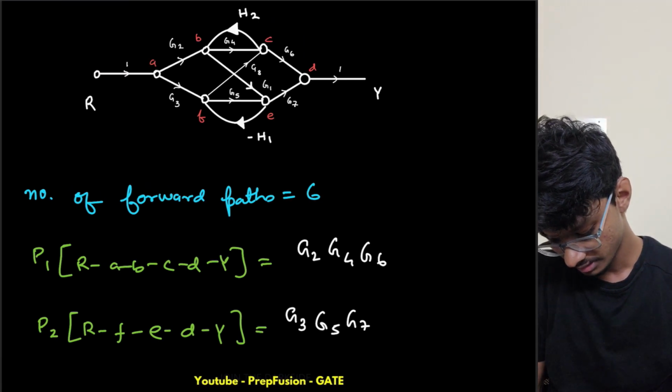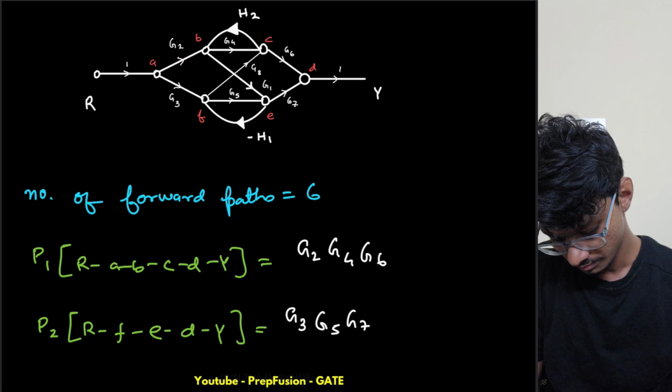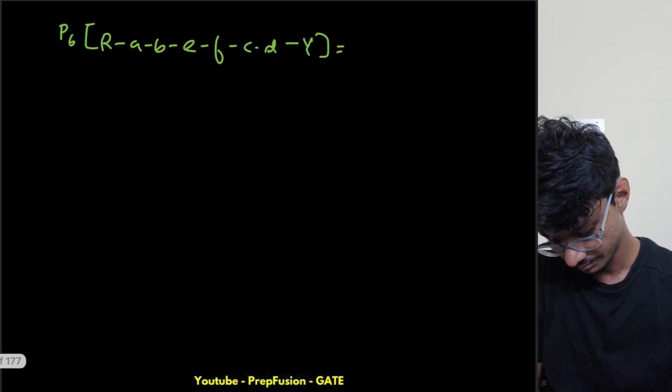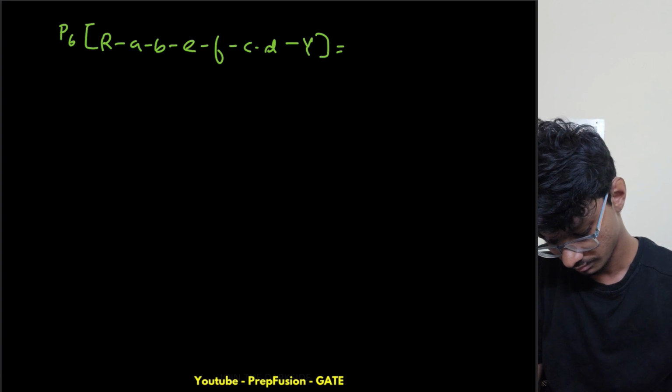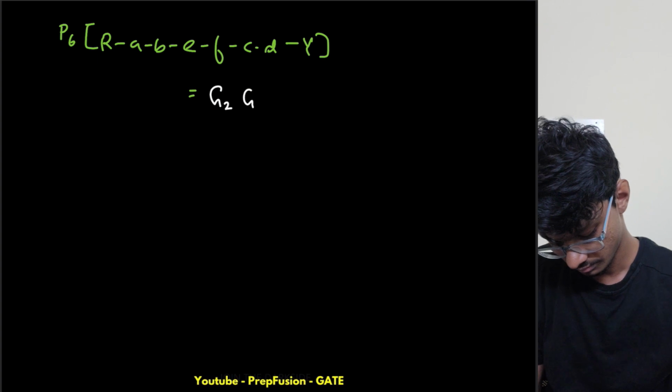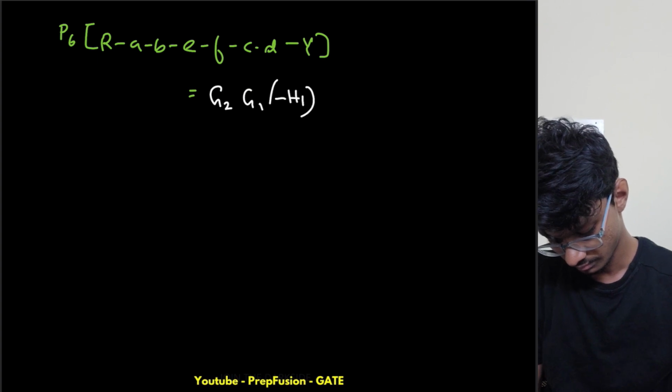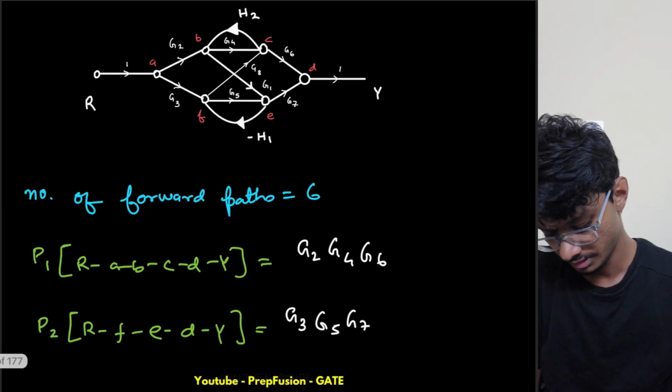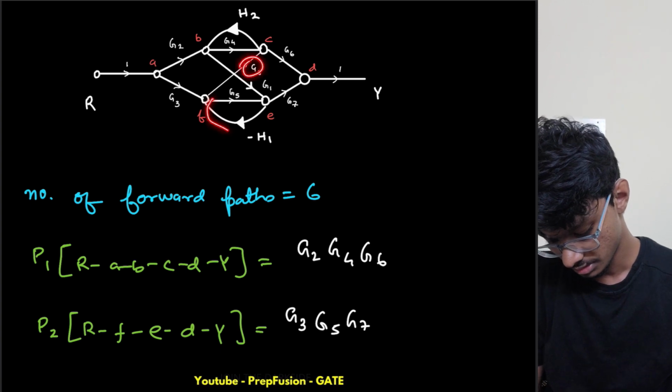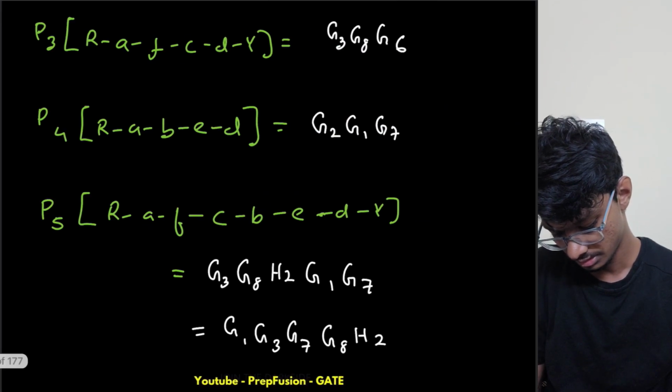So what is the gain here? So G2 times G1 times minus H1, right? G2 G1 minus H1. Now this is G8 G6.